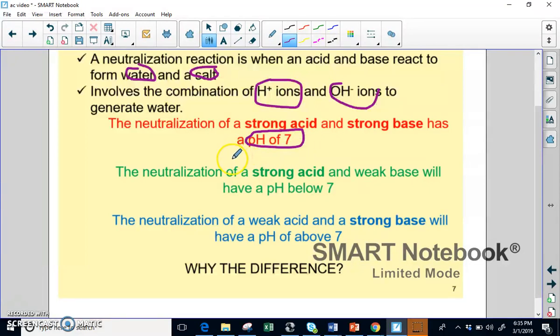If you have a neutralization reaction between a strong acid and a weak base, when you have equal moles of each, the pH is actually going to be below 7. And then if you have a neutralization reaction between a weak acid and a strong base, when they're equal moles of each other, the pH is actually going to be above 7. And on the next slide, we're going to see why.